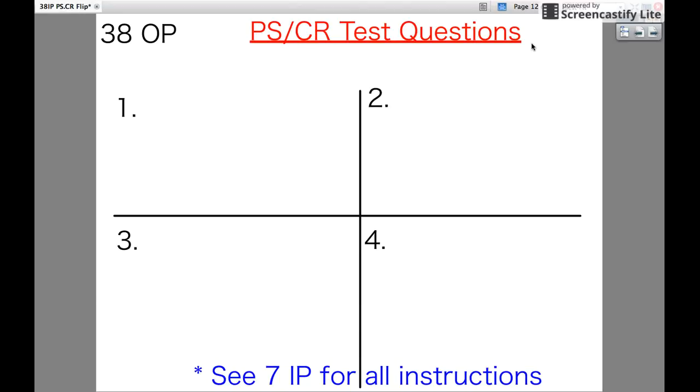I don't think we've ever done these in class before. So what you're going to do is look at 7 IP for instructions, or you can go see Haiku. I did put a picture of the instructions up there as well. But essentially, you're going to split your page into 4 like you see here. You're going to number the boxes 1, 2, 3, and 4, and then you're going to write 4 practice test questions based on those instructions on 7 IP or on Haiku. Again, if you have any questions, please feel free to go back and watch this video again, and I hope this helps.